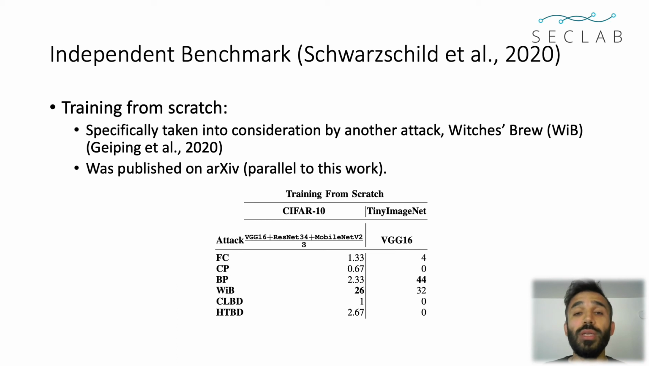This benchmark studied a much more recent scenario, training from scratch, which means that you train your neural network from scratch on the poison dataset. This is a much more challenging setting, and it's specifically taken into consideration by another attack, Brew, which was published on arXiv parallel to this work. They used 2 different datasets, CIFAR10 and TinyImageNet, in the benchmark. In CIFAR10, we were worse than the Witches' Brew attack, but in TinyImageNet, we were actually better by a 12% margin, which is very interesting because our attack was not designed for the training from scratch scenario.